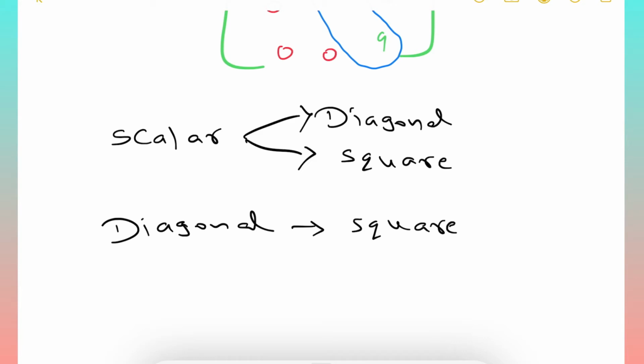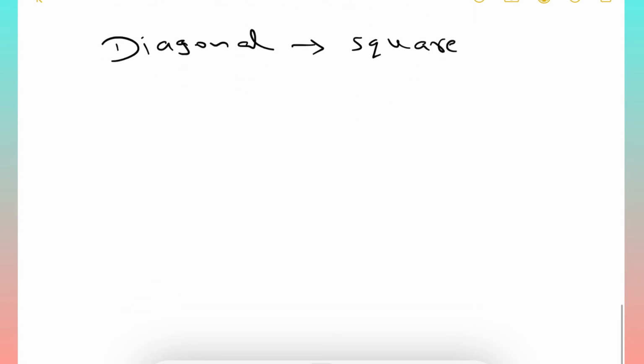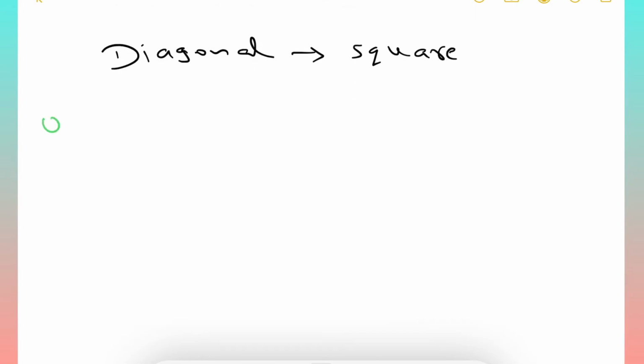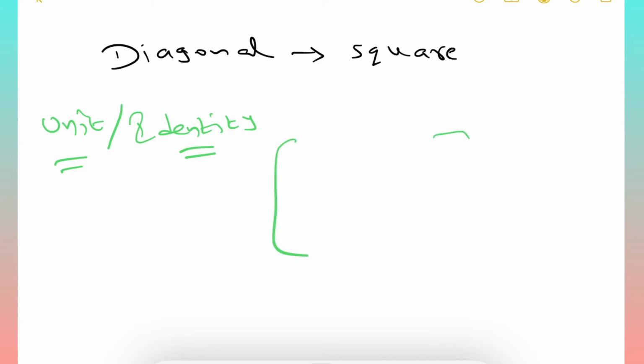Okay, now let us move to one more type, that is identity matrix or unit matrix. So in this, the matrix should be a square matrix and non-diagonal elements should be 0. All the diagonal elements should be number 1 only. Here it should be 1 0 0, 0 1 0, 0 0 1.